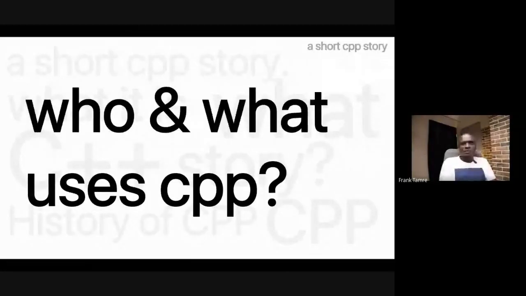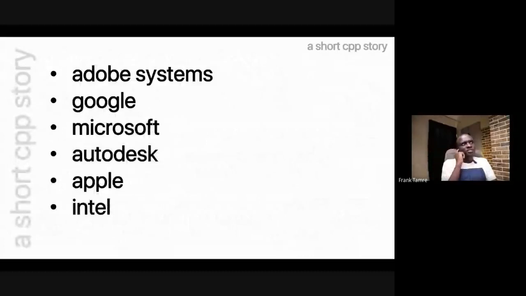And in terms of a short C++ story, the big question that people ask is who and what uses C++? The funny part is, I'm going to use the who to answer the what also. So the who is, you have Adobe Systems, and this is your Photoshop, your Illustrator, your After Effects, your Adobe Premiere, I mean the whole Creative Cloud family of applications. And then you have Google with their Google Chrome applications and other bits and pieces of it. Because for you to be able to process that amount of data, yes, you can have Java built on it, but then you can also have C++ interfaced into it.